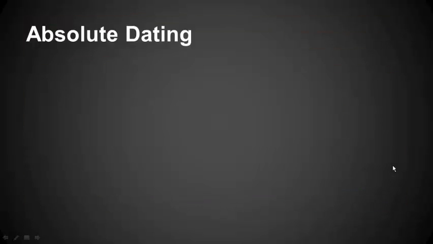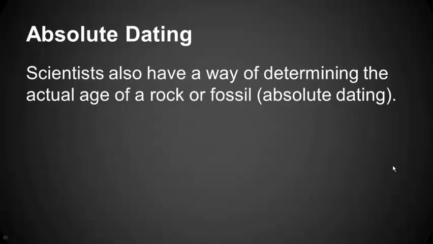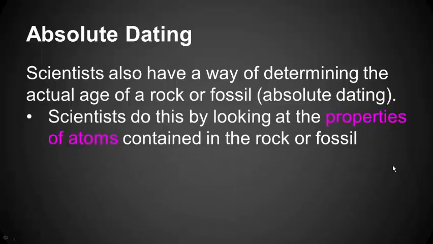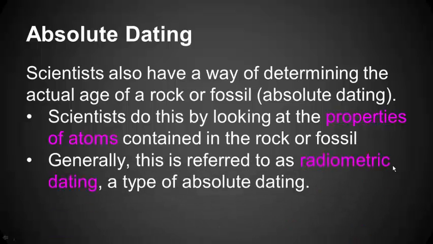Right, that's enough about relative dating and its complications and limitations. Now let's discuss the other way that scientists know the age and the timeline of Earth's long history. Absolute dating. Scientists also have a way of determining the actual age of a rock or fossil. That's absolute dating. They do this by looking at the properties of atoms contained in the rock or fossils. Generally, this is referred to as radiometric dating, a type of absolute dating.